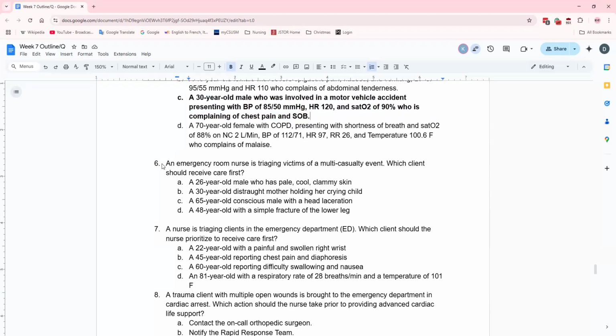Okay, number 6, an emergency room nurse is triaging victims of a multi-casualty event. Who should receive care first? A person with pale, cool, clammy skin, a mother holding her crying child, a conscious male with a head laceration, or someone with a simple fracture of the lower leg.